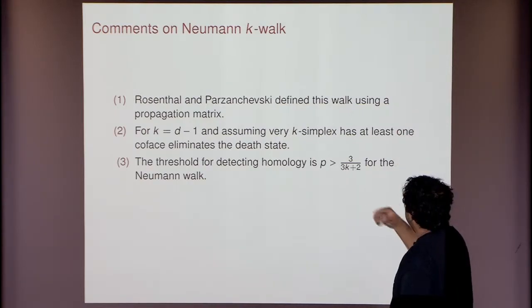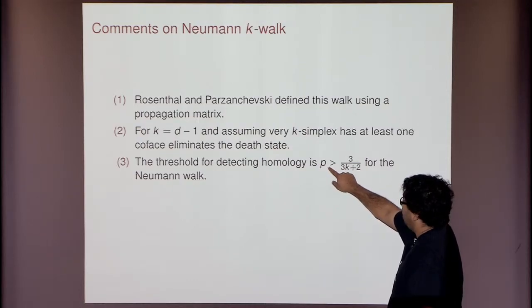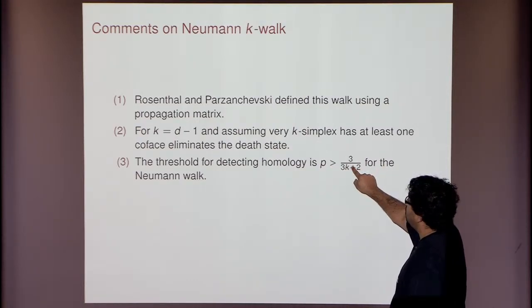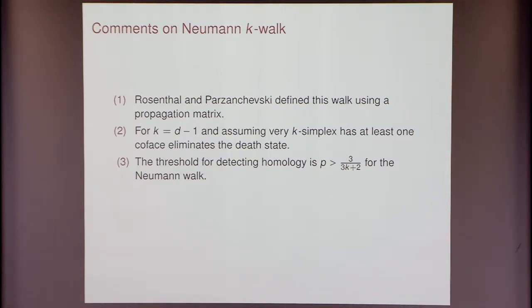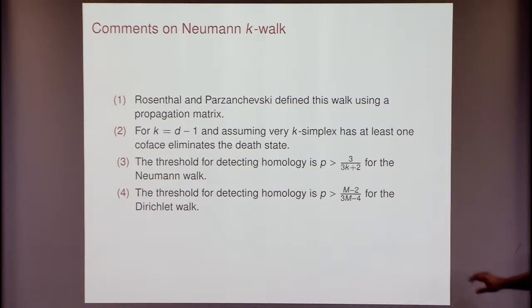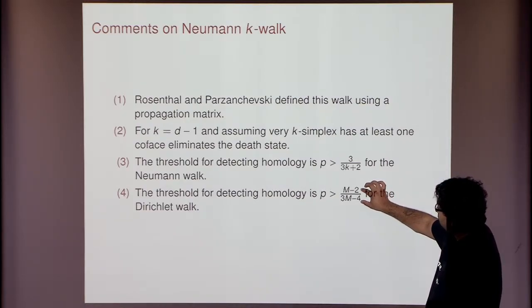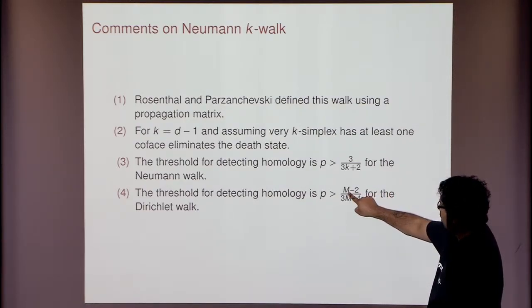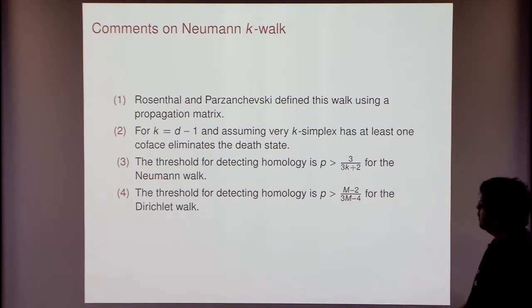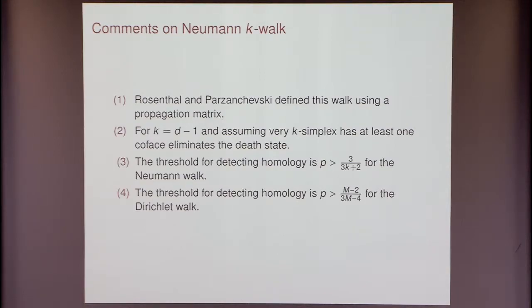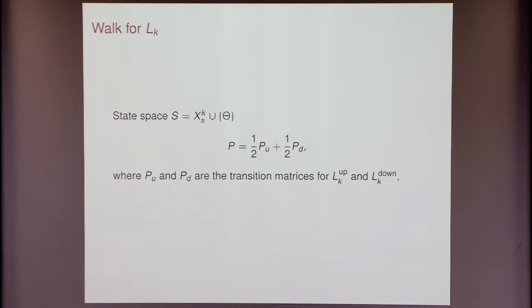The threshold for detecting homology: this is what you need for the Neumann walk, which is the one that they worked on, and it depends on k, which is the order of the simplex. When you look at the Dirichlet walk, this is the threshold of detection, and it depends on the vertex degree, the analog of the degree. So it doesn't depend on k. So these are some of the differences you have between the walks.